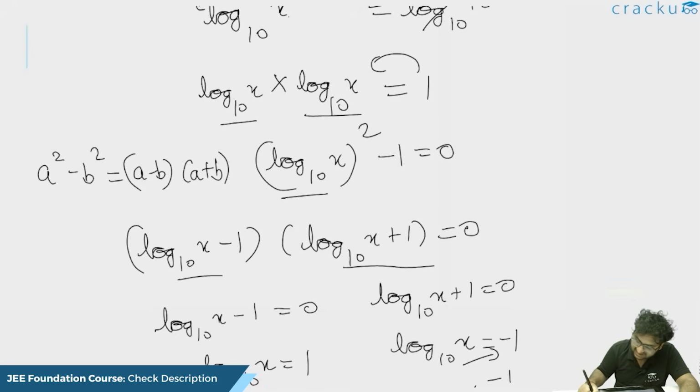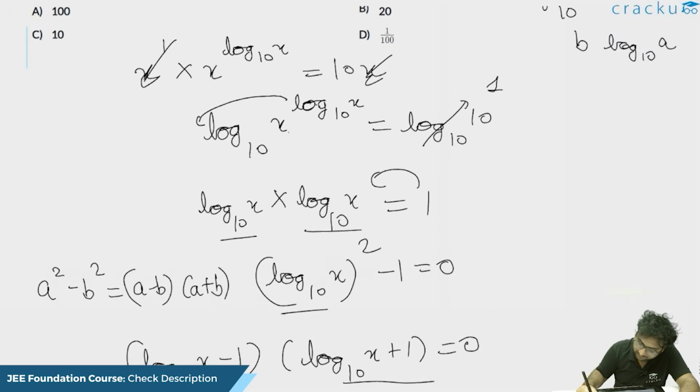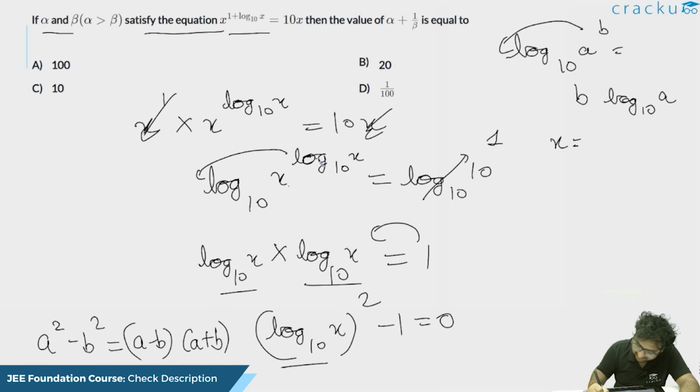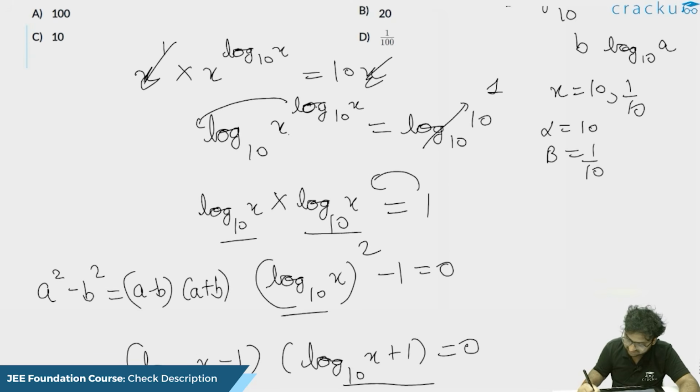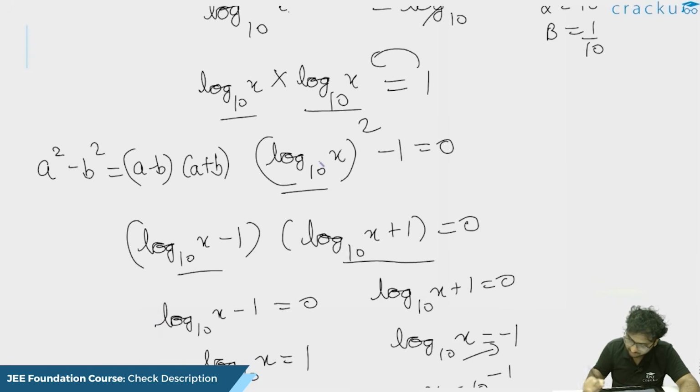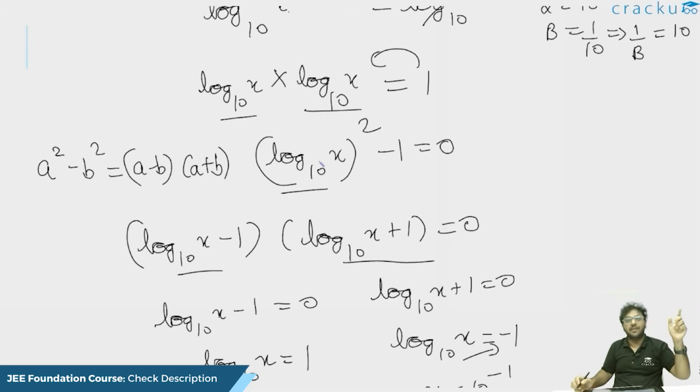Now let us see what is asked in the question. So we got x is equal to 10 comma 1 by 10. Now it is given alpha and beta are the roots of this equation. So alpha is greater than beta. So alpha is equal to 10 and beta is equal to 1 by 10. Now it is asked alpha plus 1 by beta. So alpha is what? 10. So from here we can say 1 by beta will be equal to what? 10, as this 10 will go up and beta will go down. So 1 by beta is equal to 10.